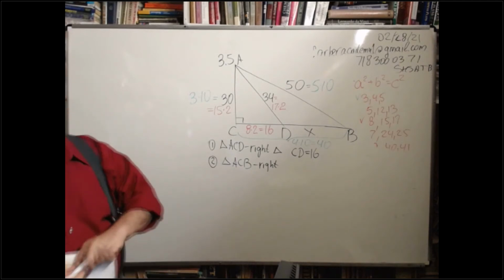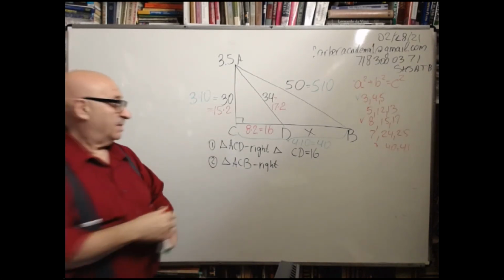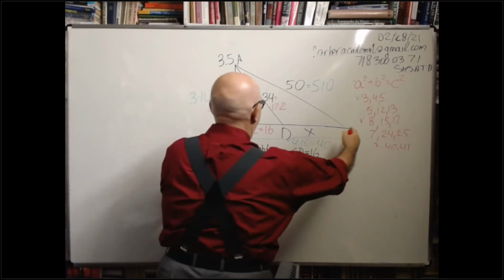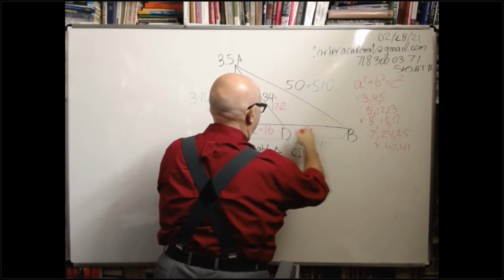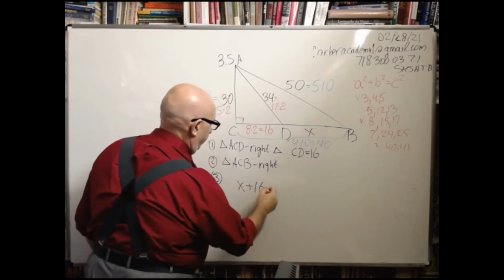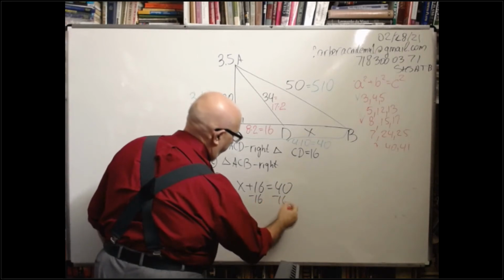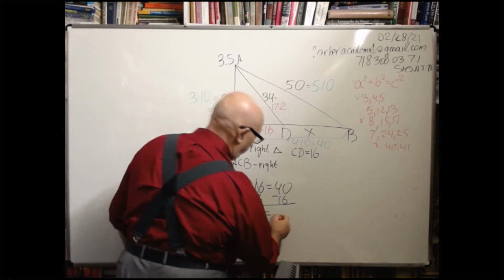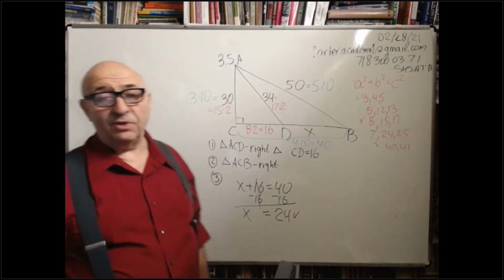And the very last step, step number 3. If this is 40 and this 16, you can write the equation x plus 16 equals 40, or minus 16 and minus 16, x equals what? 24. Isn't it beautiful? 3 steps.